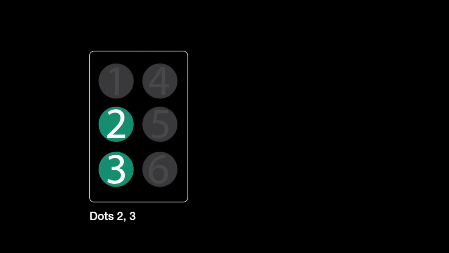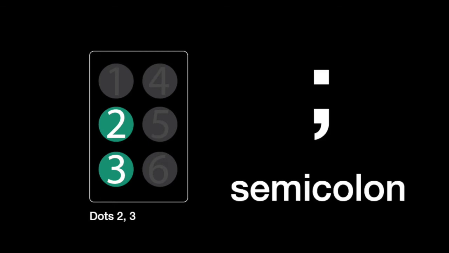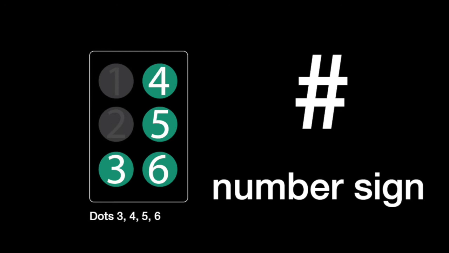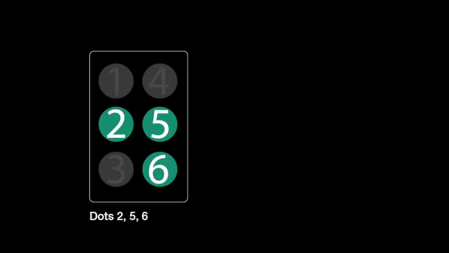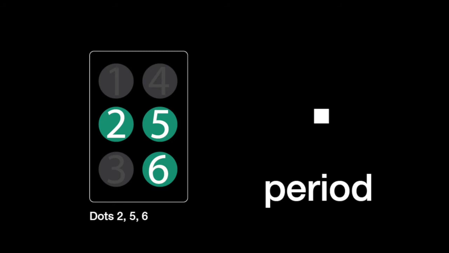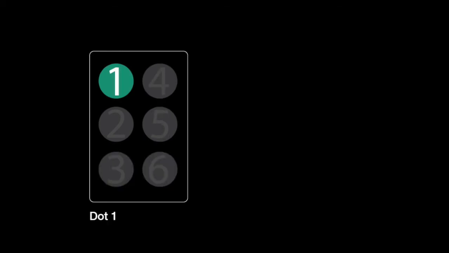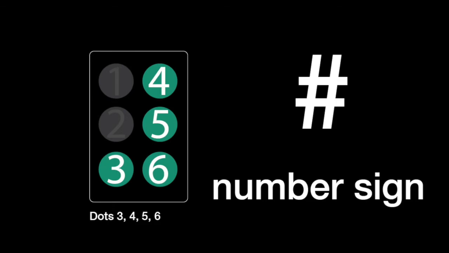Dots 2 and 3. A semicolon is dots 2 and 3. Dots 3, 4, 5, and 6 plus dots 2 and 4. 9 is a number sign, dots 3, 4, 5, and 6 plus I, dots 2 and 4. Dots 2, 5, and 6. A period is dots 2, 5, and 6. Dots 3, 4, 5, and 6 plus dot 1. 1 is a number sign, dots 3, 4, 5, and 6 plus A, dot 1.